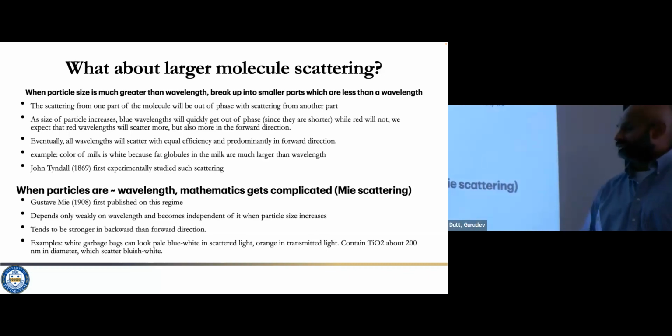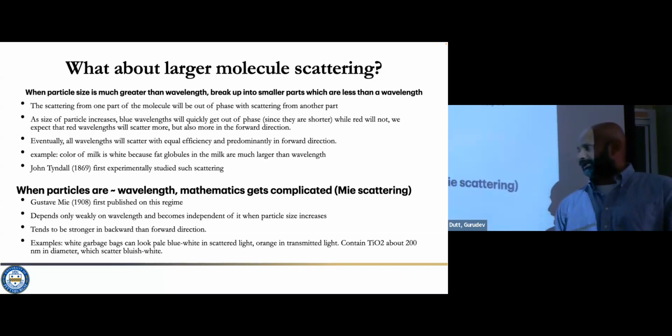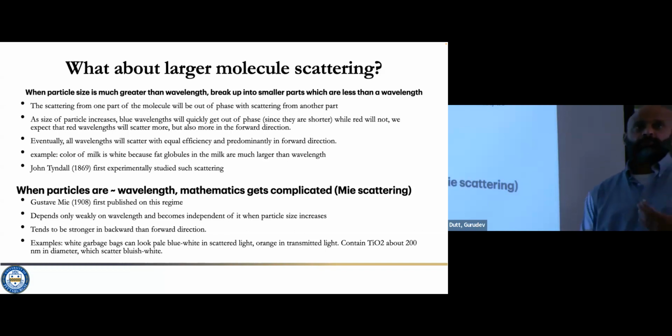So for example, white garbage bags can look pale or blue-white in scattered light, but orange in the transmitted light. That's because they contain titanium dioxide nanoparticles that are about 200 nanometers in diameter and scatter bluish white. So that's why they look like this in the scatter. This is Mie scattering, it's not quantum mechanics. It's just entirely due to electromagnetic waves scattering.